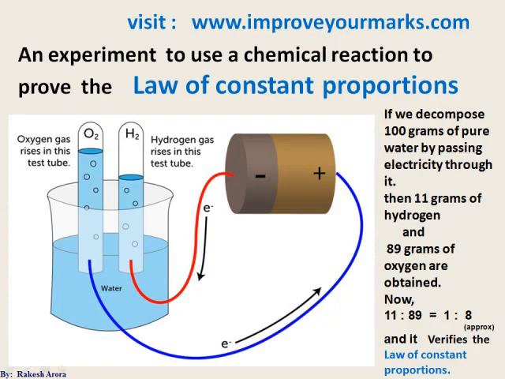If we decompose 100 grams of pure water by passing electricity through it, then 11 grams of hydrogen and 89 grams of oxygen are obtained. This experiment shows that water always consists of the same two elements, hydrogen and oxygen, combined together in the same constant proportion of 1:8 by mass. And this is the law of constant proportions.